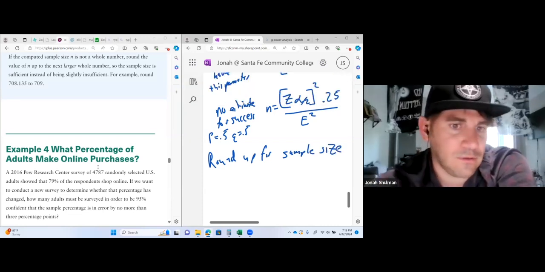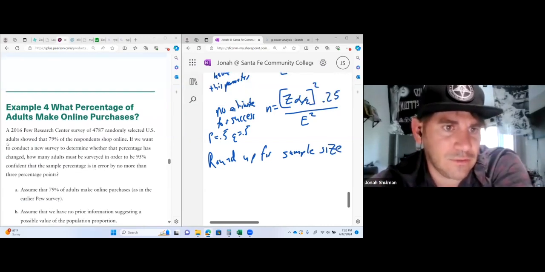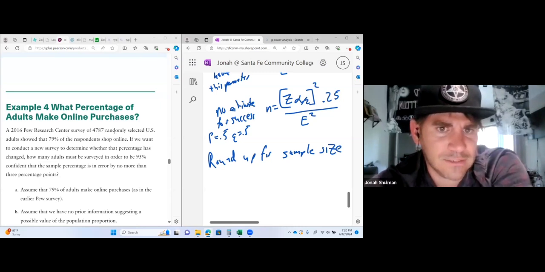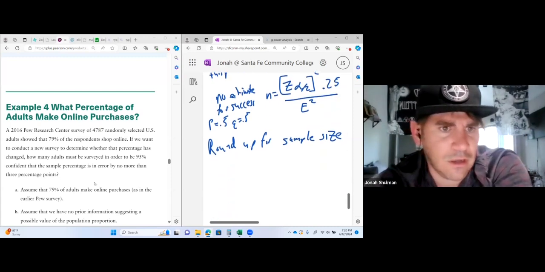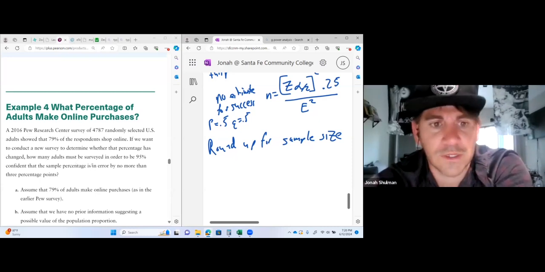Let's keep it going. All right, so we've got the Pew Research Center, 470.87, selected from 79% shop online. So that's our P right away. That's our P, our success. How many adults must be surveyed in order to have a 95% confidence interval? Okay, so here we go.